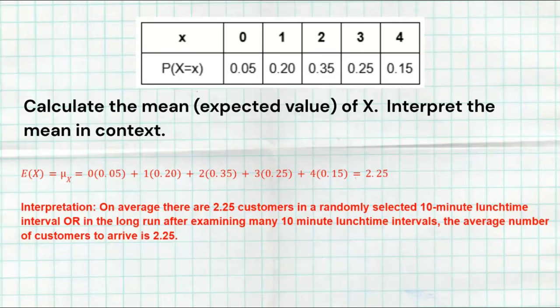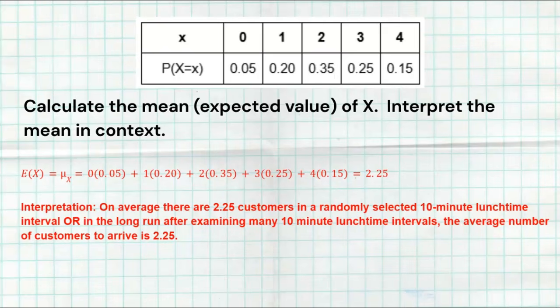And I got 2.25. So the interpretation is, on average, there are 2.25 customers in a randomly selected 10-minute lunchtime interval. Or you could also say, in the long run, after examining many 10-minute intervals, the average number of customers that we would expect to come in any 10-minute interval is 2.25.